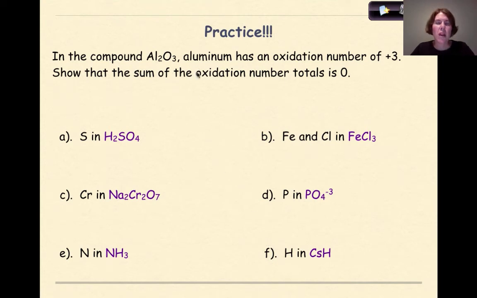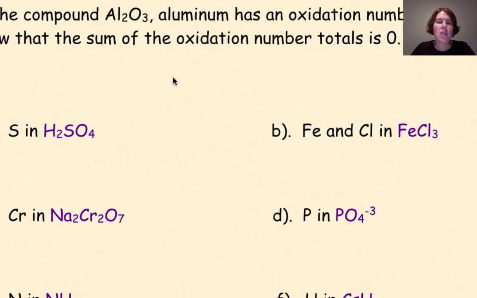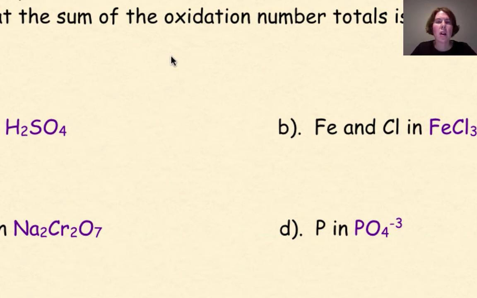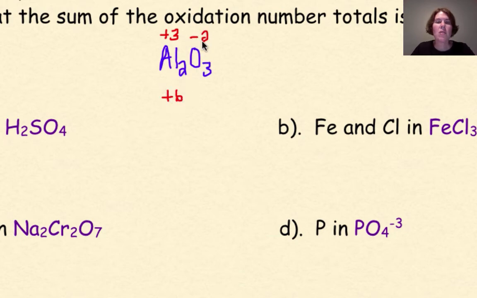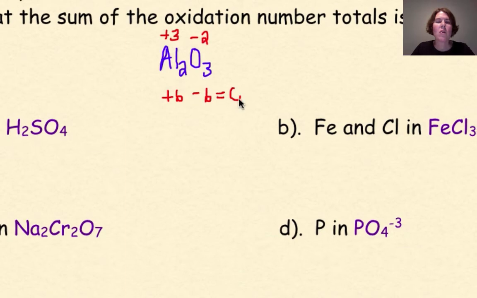So let's just do one more practice together. In the compound Al2O3, aluminum has an oxidation number of +3. Show that the sum of the oxidation number totals is 0. The first thing that we're always going to do is write out our formula, Al2O3. And then they tell us specifically that aluminum has a charge of +3, so I'm going to put that over the top. +3 times 2 gives me +6. That means the oxygen has to be -2, because -2 times 3 gives me -6, and the whole thing will equal 0.